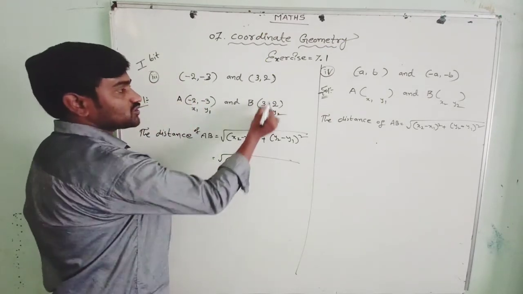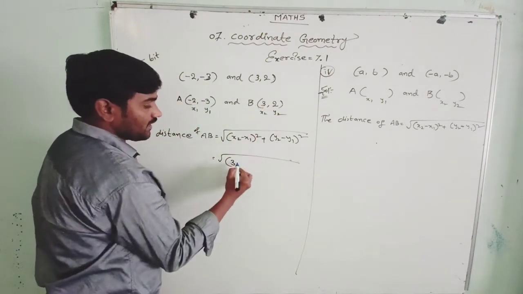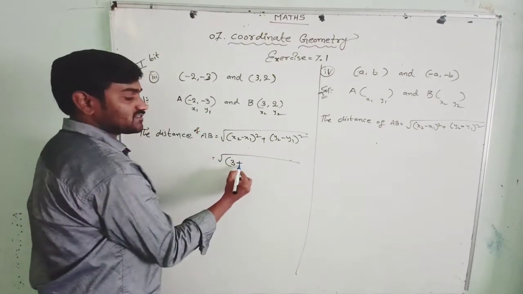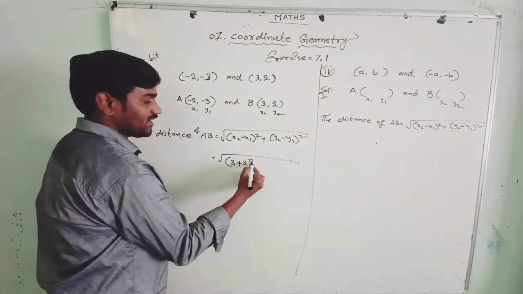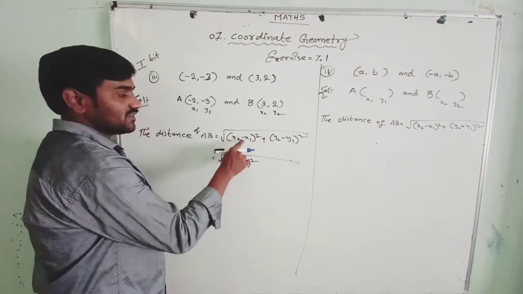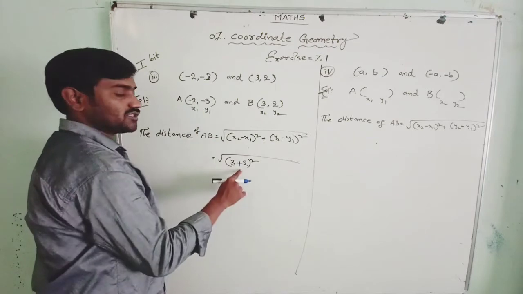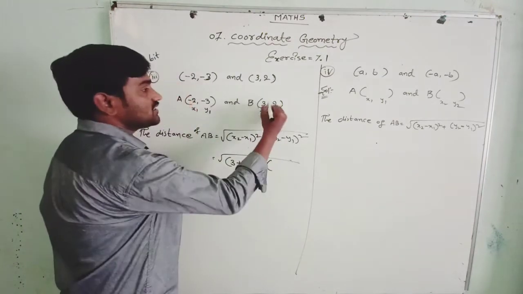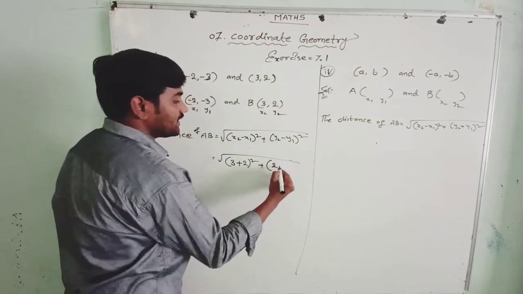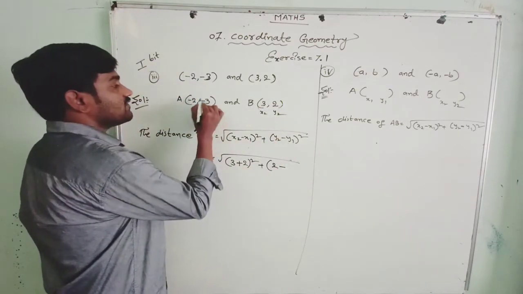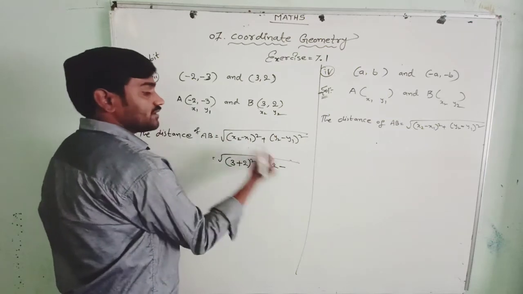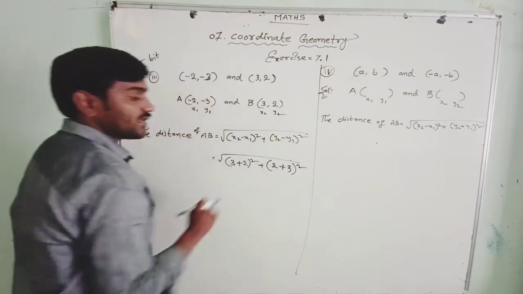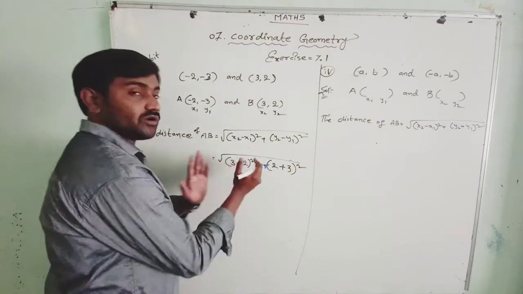x2 minus x1, x2 is 3 minus x1 value is minus 2. Minus of minus will give us plus 2 whole square. So directly I wrote plus here because here it is a minus and here also it is minus. So minus into minus, plus 2 whole square. Now here y2 is 2 minus, where y1 value is minus 3. Here minus again minus 3. Minus of minus plus 3 whole square. Directly I wrote. In the previous problem I showed you how to write like that.